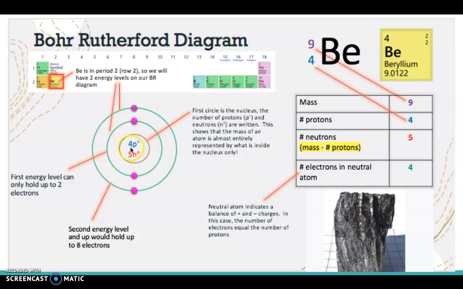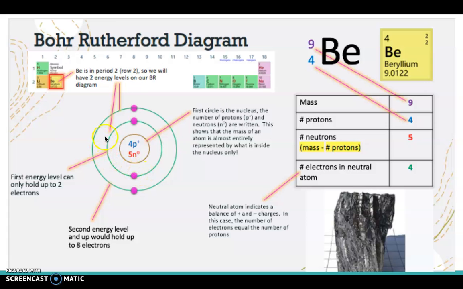So when you're drawing your Bohr Rutherford diagrams, the first circle is the nucleus, the number of protons and the number of neutrons are written, and it's showing that the mass of the atom is almost entirely represented by what's inside of the nucleus only. So for beryllium here, you're going to write that we have 4 protons, and you're going to write that we have 5 neutrons. And again, you figured that out because you took your mass and you minus the number of protons. Okay? Then you guys are going to start drawing your energy levels known as valence shells or orbits.